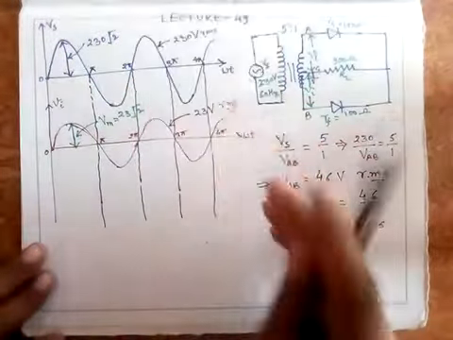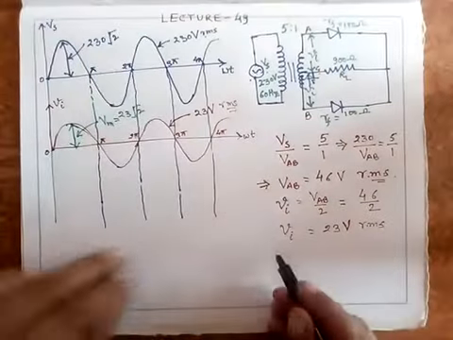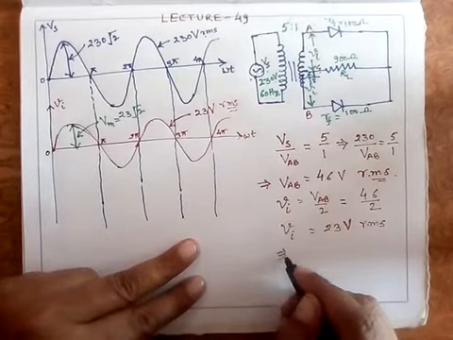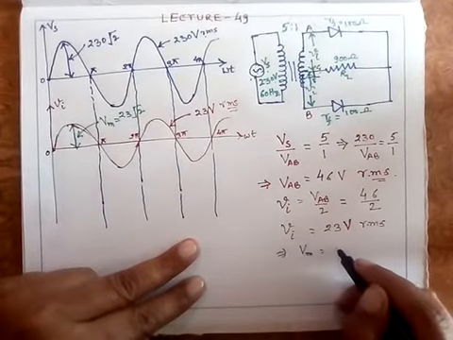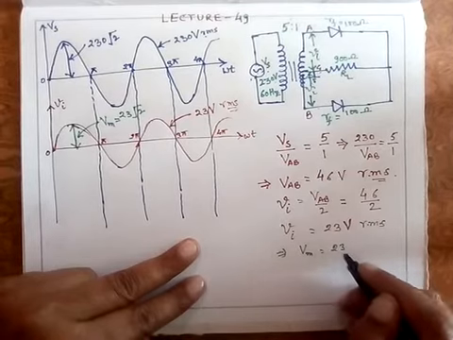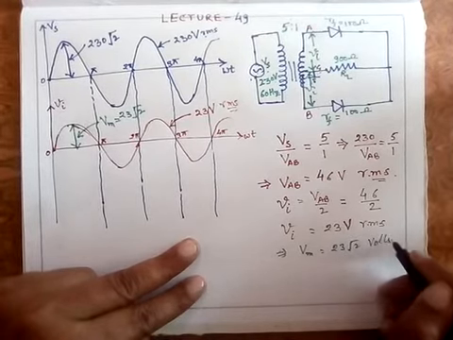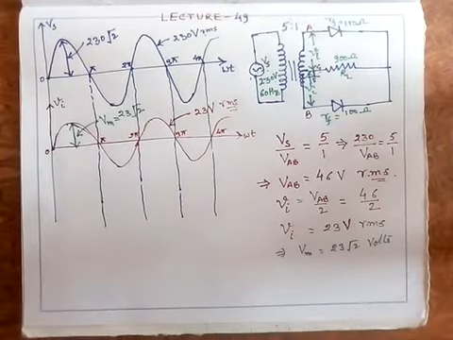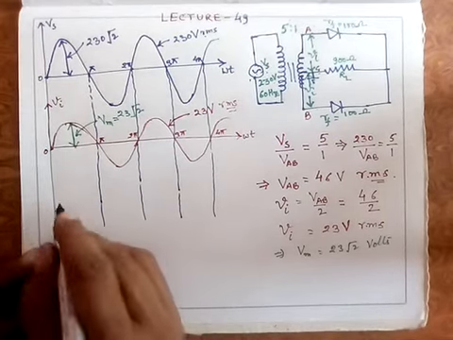So if you see, now this Vm is given to... what I have obtained is Vm is equal to 23 into root 2 volt, this much volts. Now let's draw the output circuit also, then I'll see what has been asked. Next, let's draw the output voltage.